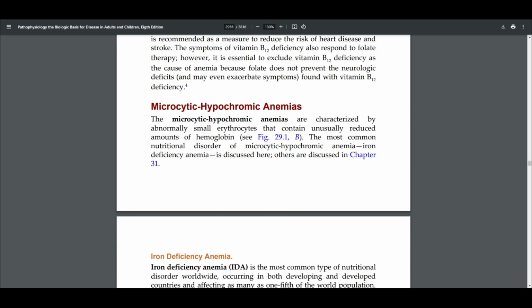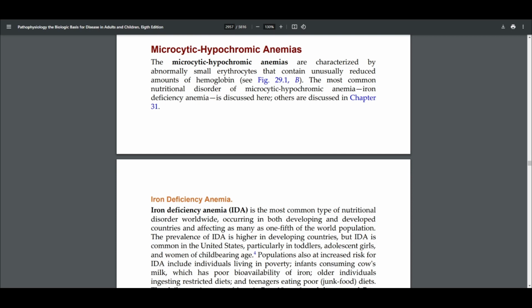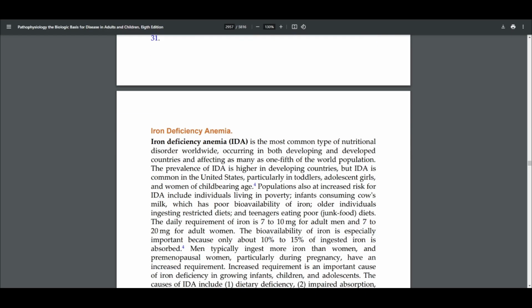Which brings us to the microcytic hypochromic anemias. The microcytic hypochromic anemias, again, are characterized by abnormally small erythrocytes that contain unusually reduced amounts of hemoglobin. The most common nutritional disorder of a microcytic hypochromic anemia is iron deficiency anemia, and is discussed here as well as in other chapters. So, iron deficiency.